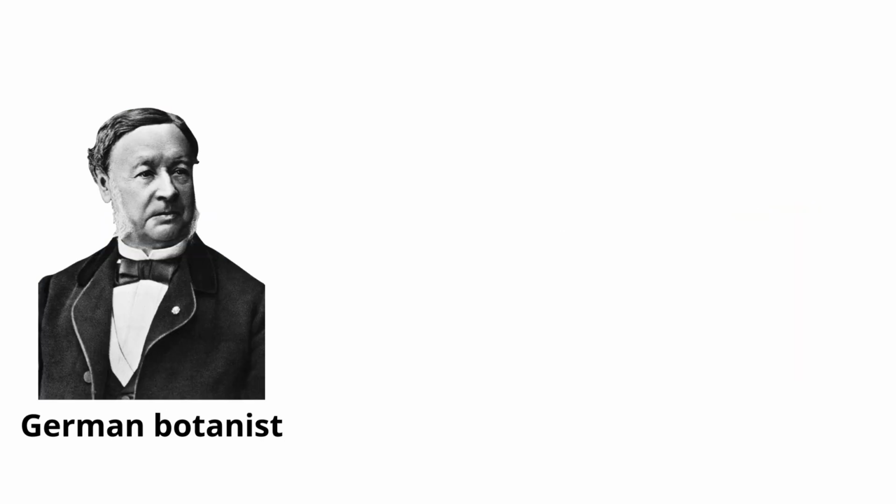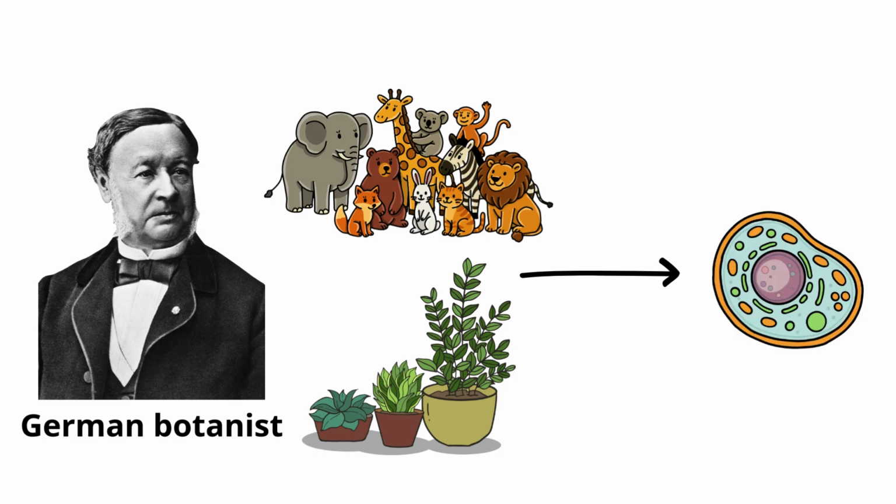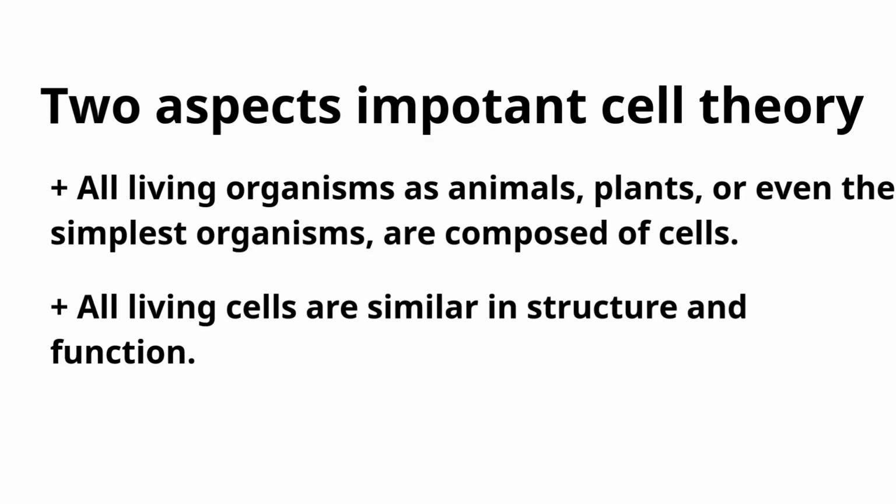The following year, the German physiologist Theodor Schwann expanded upon and supplemented this, confirming it. He concluded that for both animals and plants, there is only one fundamental principle. They are composed of cells, each cell having a membrane that provides a unique barrier to the outside world. And the cell theory was officially born. Two important aspects of cell theory: all living organisms, whether animals, plants, or even the simplest organisms, are composed of cells, and all living cells are similar in structure and function.